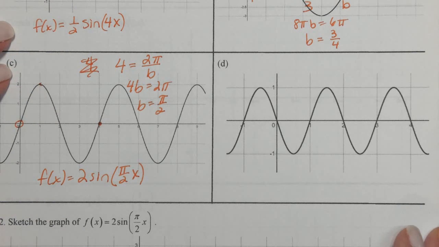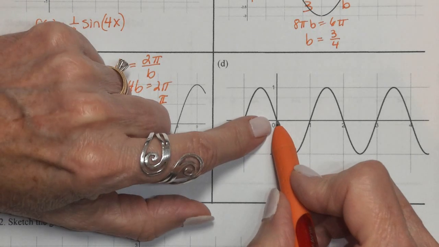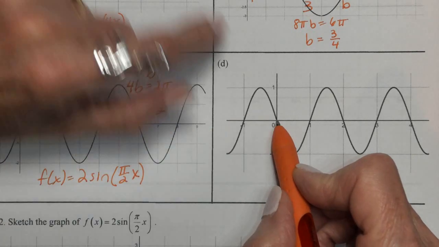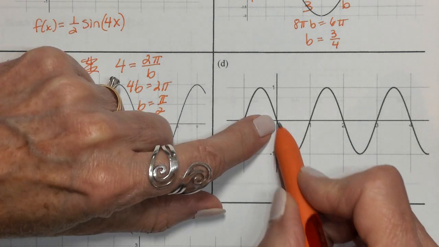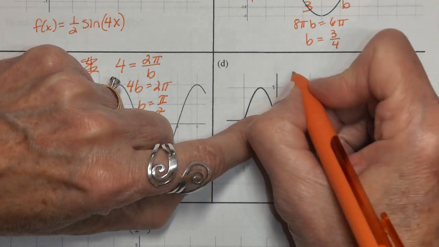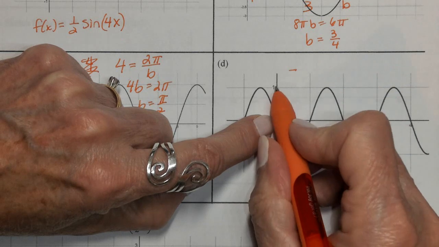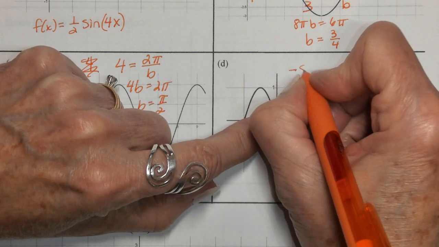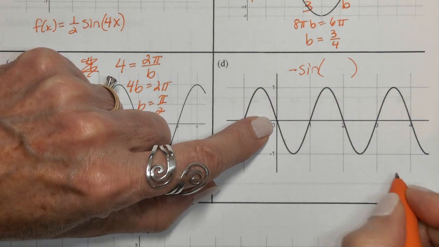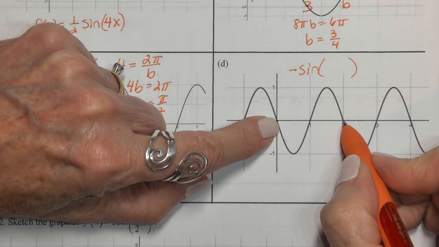Okay, let's do another one here. This is another sine because it starts at the origin. However, it's going in the downward direction, so this is going to be a negative sine. The amplitude is 1, so it's just going to be negative sine of, okay, the period is 2, right?